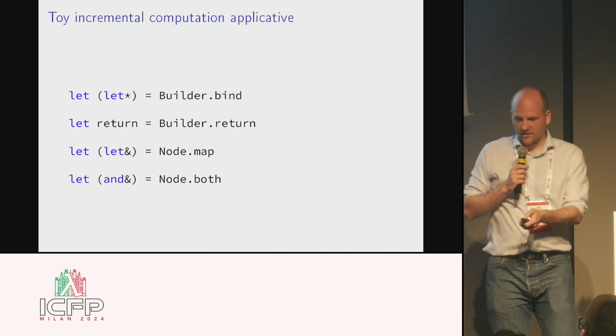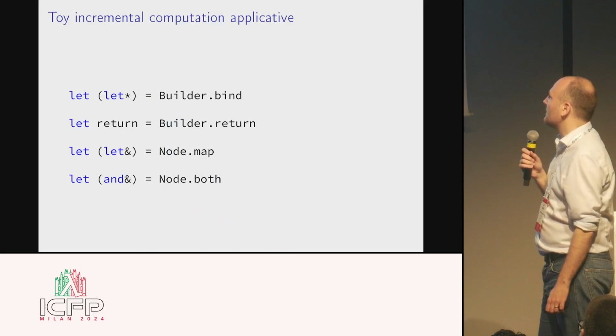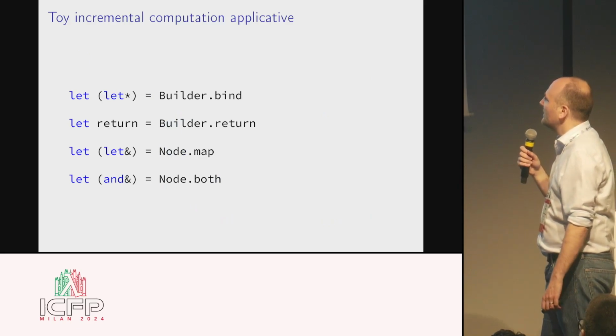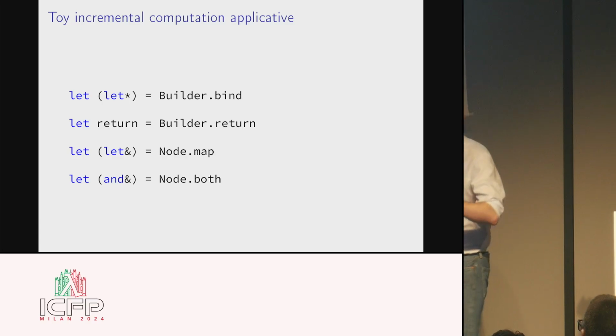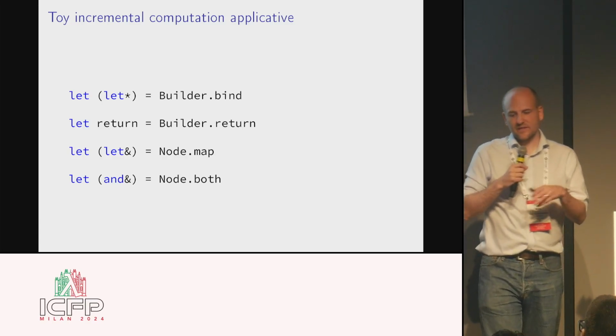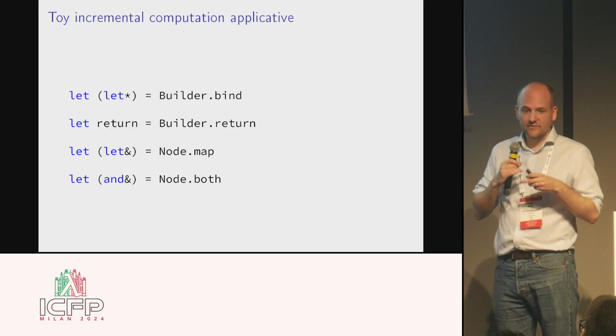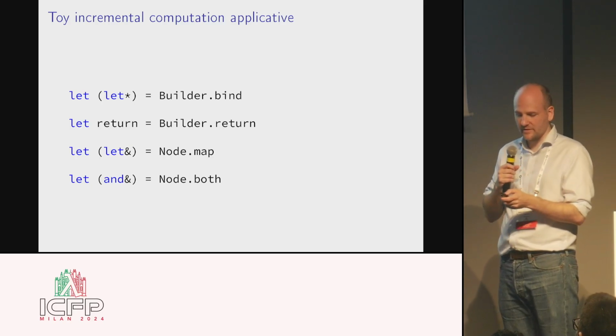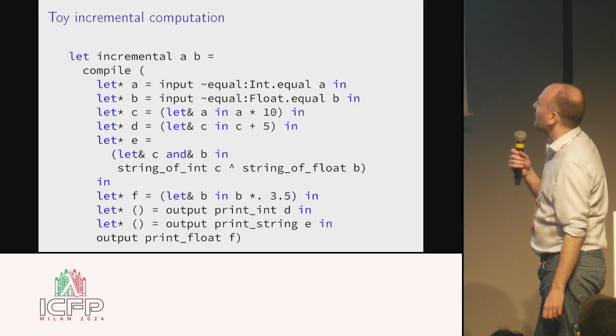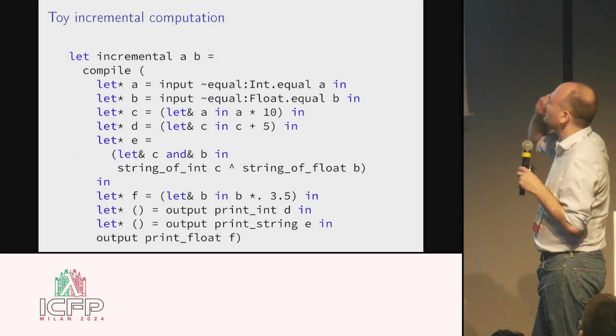If we again take advantage of the binding operators, I'm going to use let-star and return. Those are the builder monad, basically. And then let-ampersand and and-ampersand, that's the node applicative. So ampersand's the node, and star is builder. We do that, then it becomes this, again using the punning.